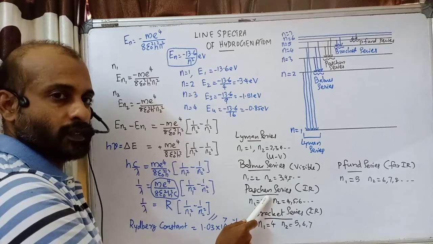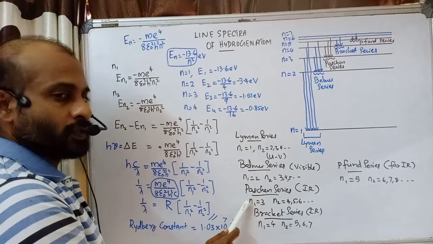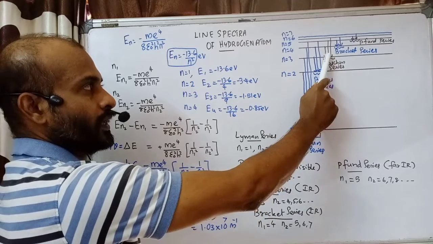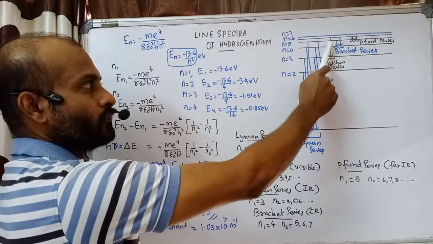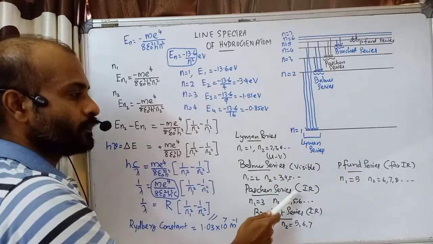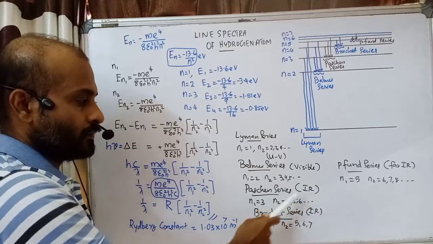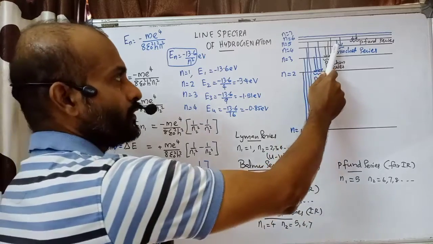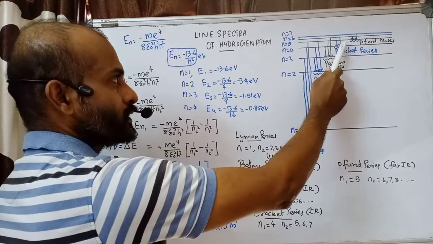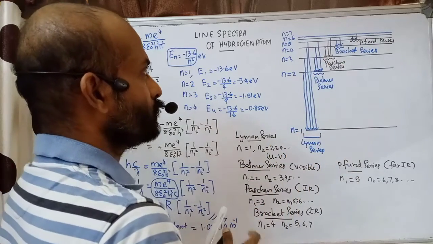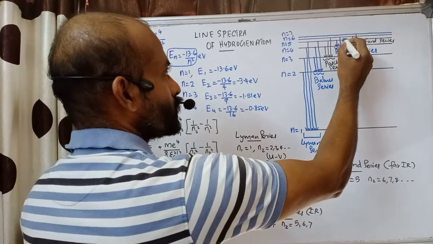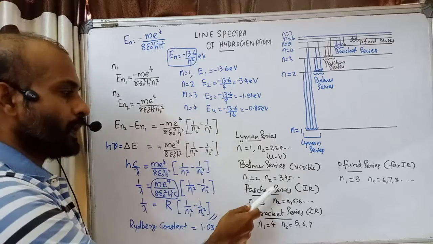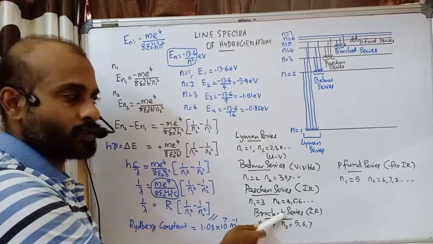Now what is the Paschen series? In the Paschen series, the transition is to the level n is equal to 3, so n1 should be 3 here. That means to level 3 from higher levels like 4, 5, 6. It is called the Paschen series. It lies in the infrared region. Then the Brackett series. In the Brackett series, the lower level is 4. To level 4, transitions are there from 5, 6 and 7. These series are called the Brackett series. So the Paschen and Brackett series lie in the infrared region.